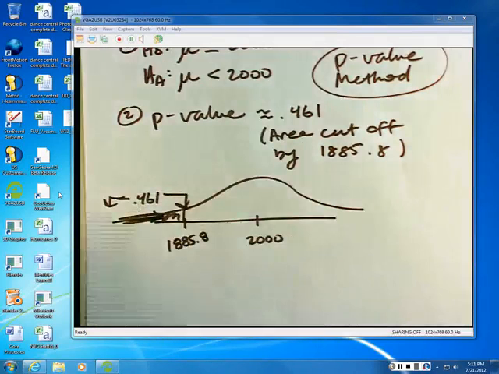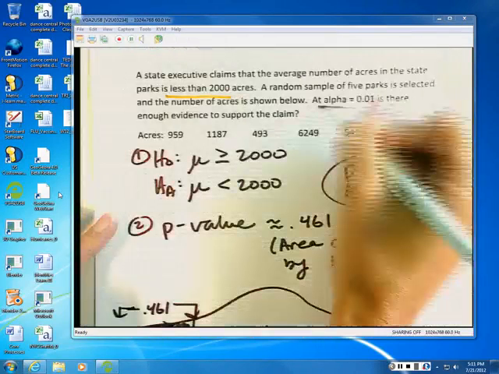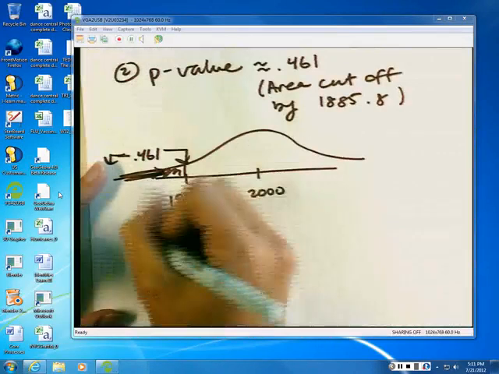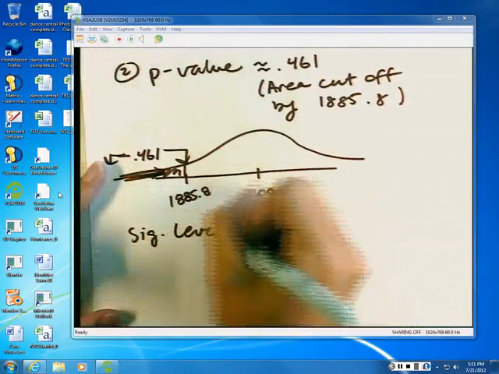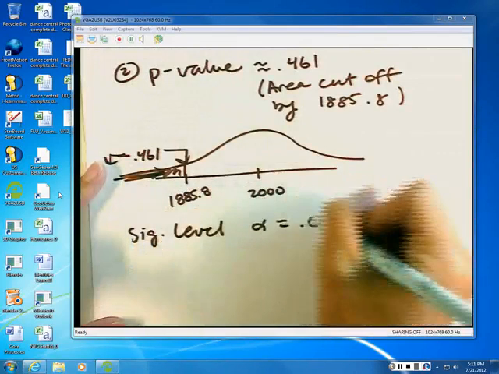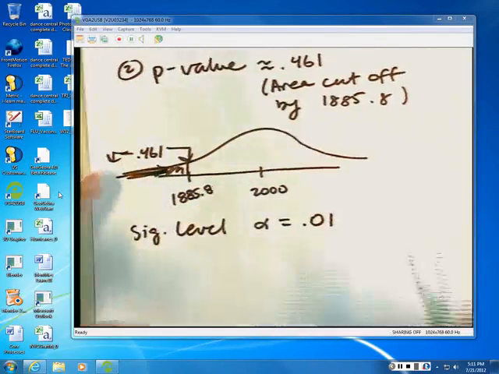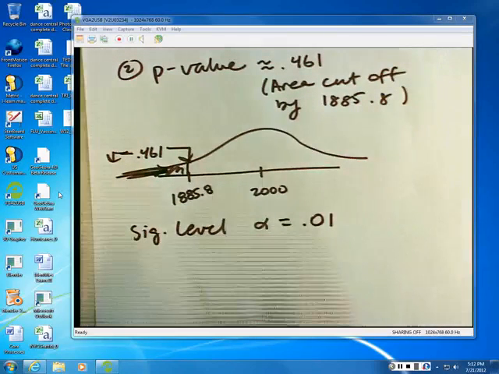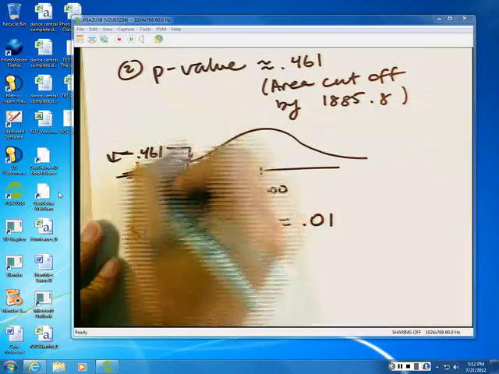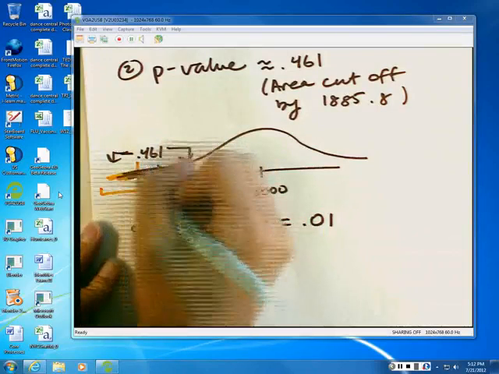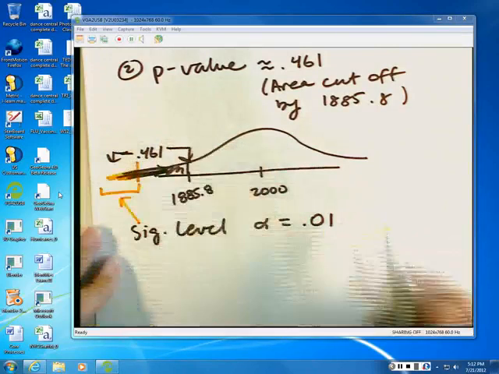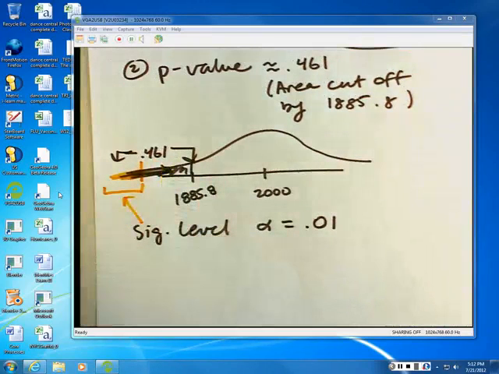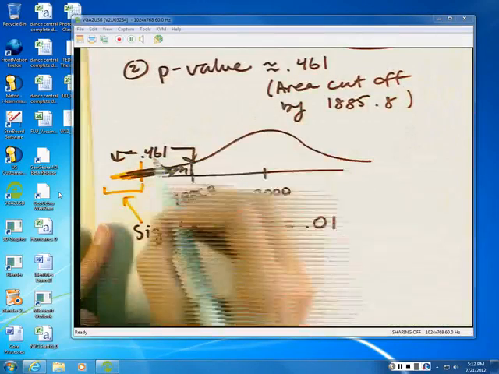To be significant, I had to fall into an area of 0.01. So our significance level, alpha, is 0.01. Well, 0.01 is smaller than 0.461. So in this case, my significance region is here. So this right here is my significance region. My p-value is big, 0.461.